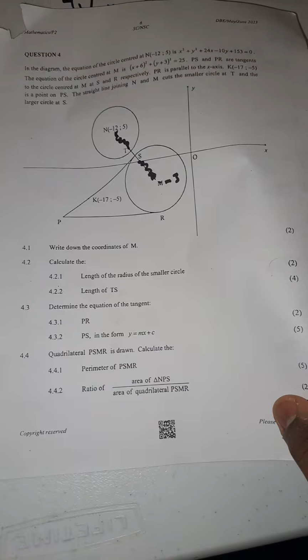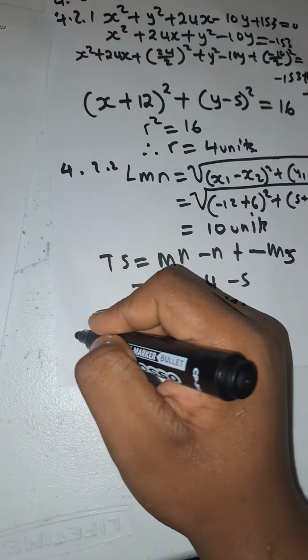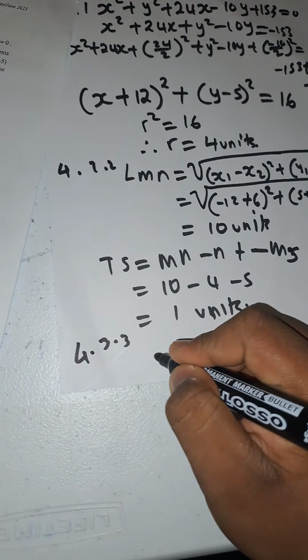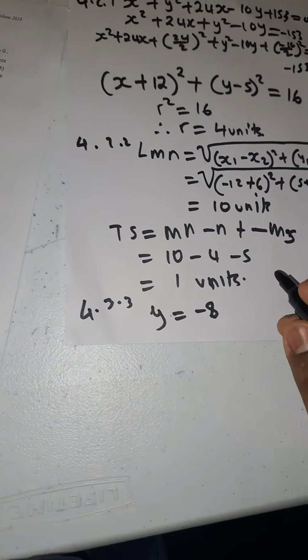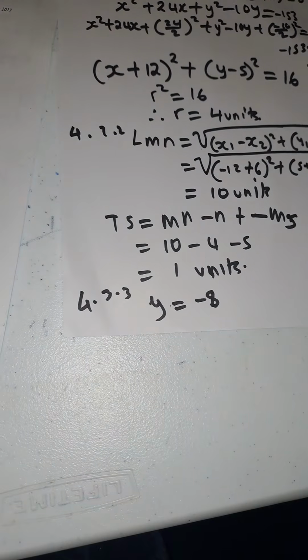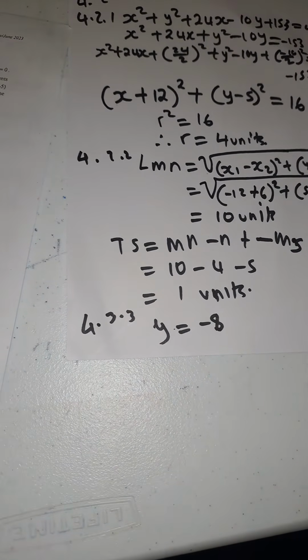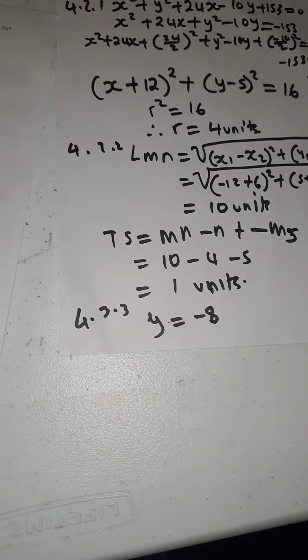So the equation of the tangent PR is simply, for 4.3.1, y equals minus 8, because remember the gradient is 0, so anything times 0 is 0. So I'm left with the constant number, the value of c. Is it fine now? So now let's continue to 4.3.2.